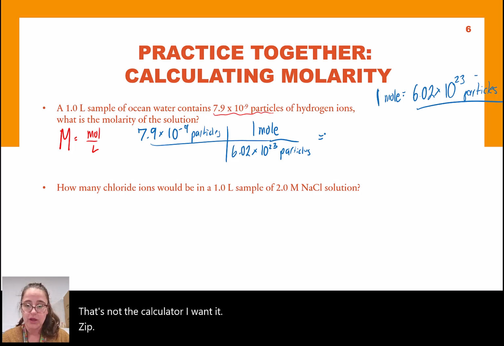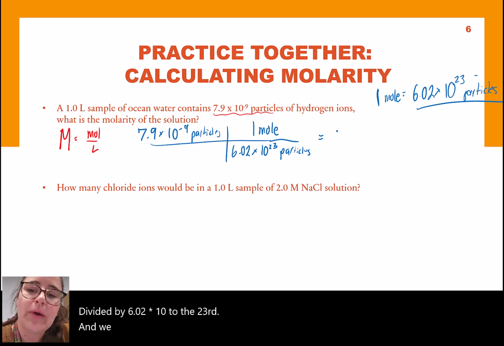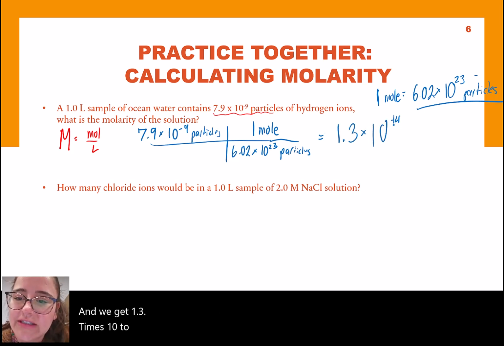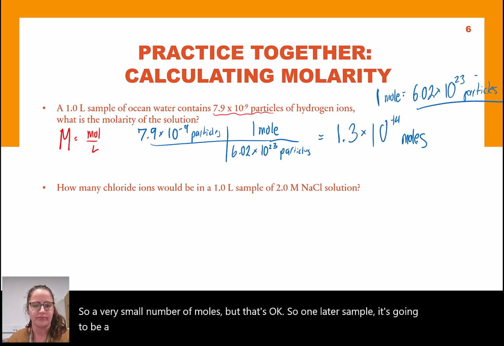Okay, so we got 7.9 times 10 to the negative 9 divided by 6.02 times 10 to the 23rd, and we get 1.3 times 10 to the negative 14 moles. So a very small number of moles. But that's okay. It's a 1 liter sample. It's going to be a small concentration.